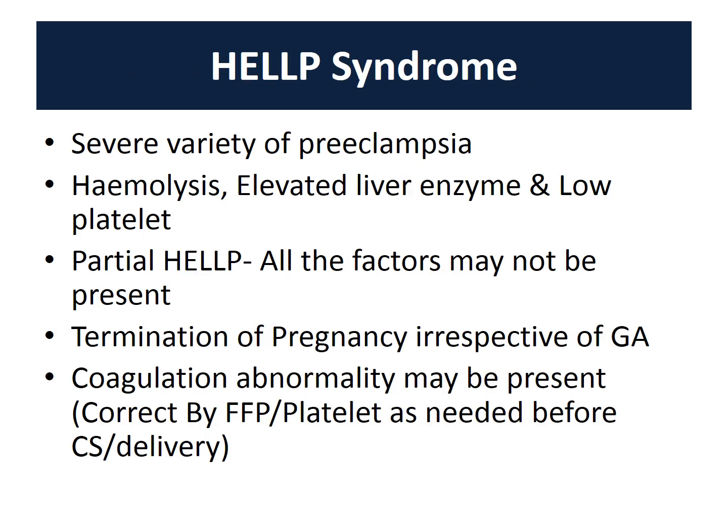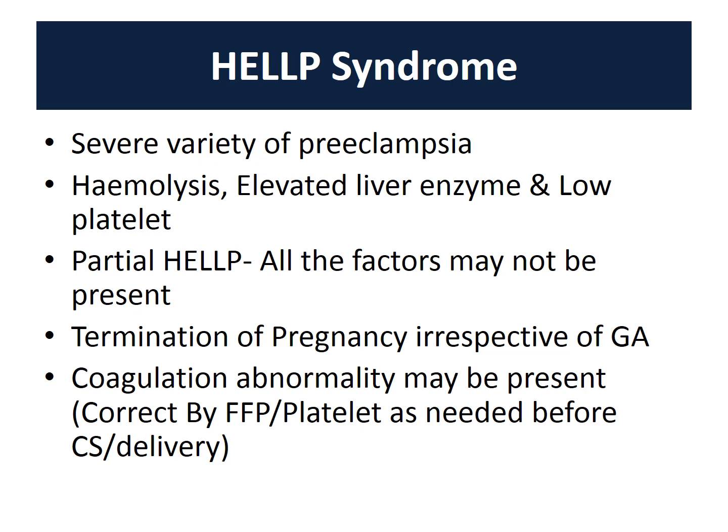HELLP syndrome is another complication that can occur in women with preeclampsia. It is a severe form of preeclampsia. There is hemolysis, elevated liver enzymes, and low platelets. All factors may not be present always; then we call it partial HELLP. Since it is a severe form of preeclampsia, termination of pregnancy is indicated irrespective of gestational age.